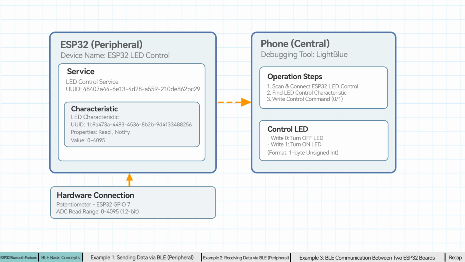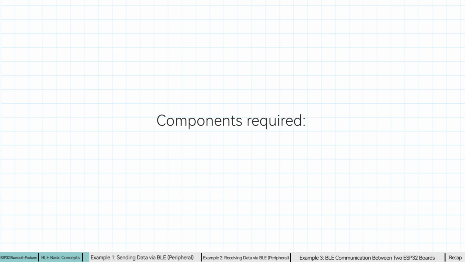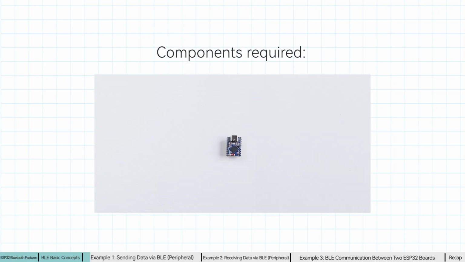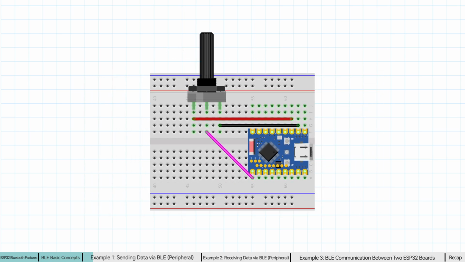In the first example, we configure the ESP32 as a peripheral, read the analog value from a potentiometer, and send the data via BLE. Then we receive the data using a Bluetooth debugging app on a phone. First, let's build the circuit. You need an ESP32 board, a potentiometer, a breadboard, and some jumper wires. Build the circuit according to this diagram.